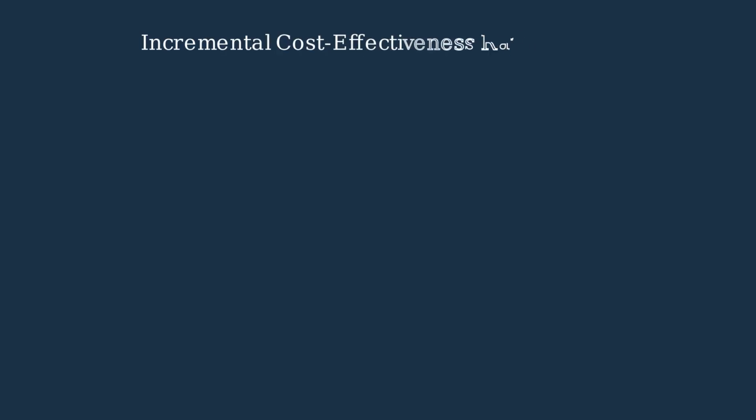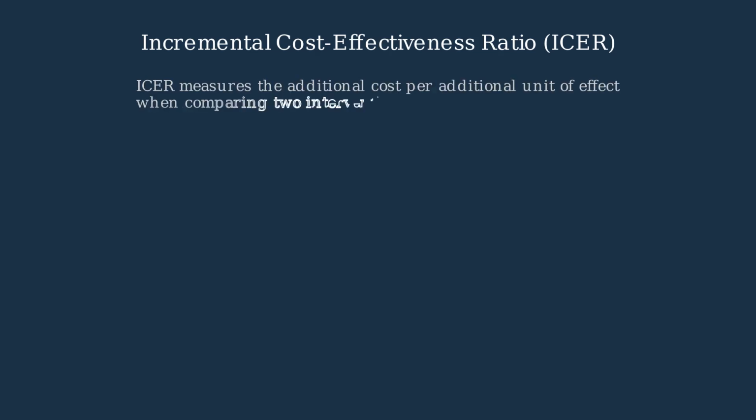The Incremental Cost-Effectiveness Ratio, or ICER, is a crucial metric in economic evaluation. ICER measures the additional cost required to gain one additional unit of health effect when comparing two interventions. The ICER formula is defined as the difference in costs divided by the difference in effects between two interventions.